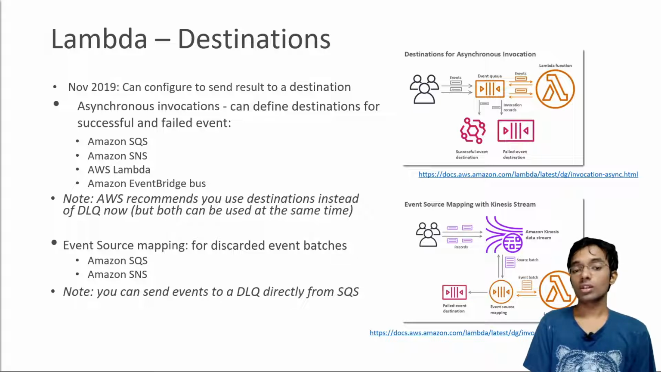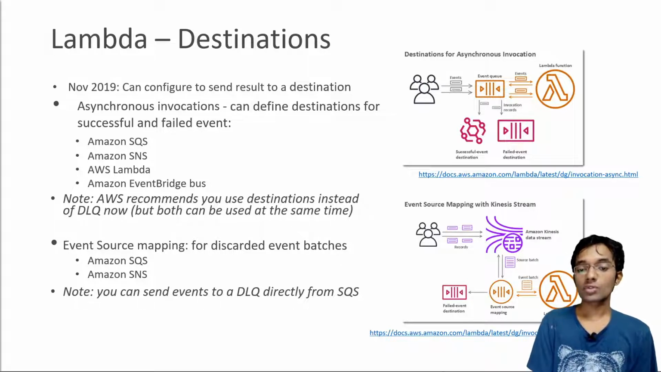Next, for event source mapping, it's only going to be a destination for discarded event batches. So only for the failures, and this can be sent to SQS and SNS.